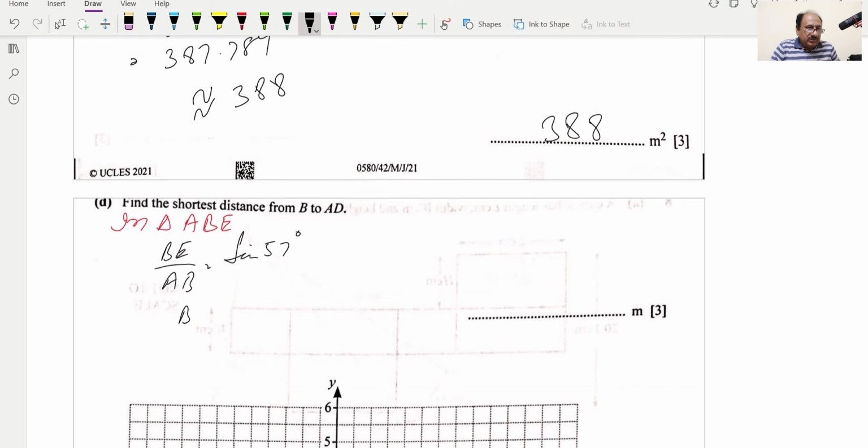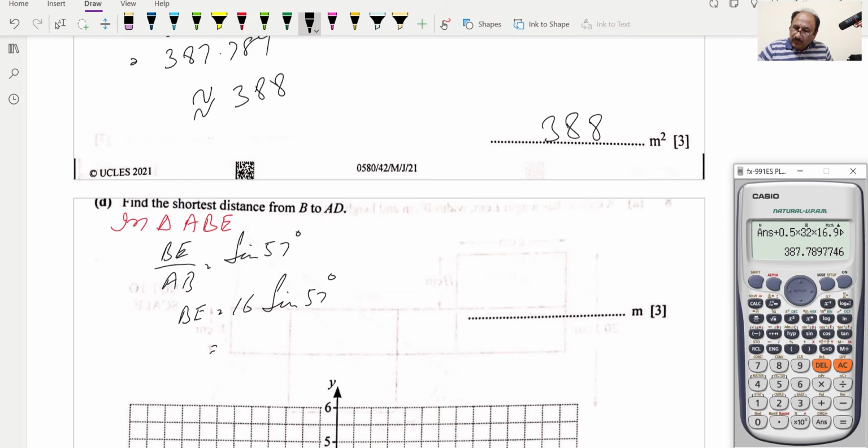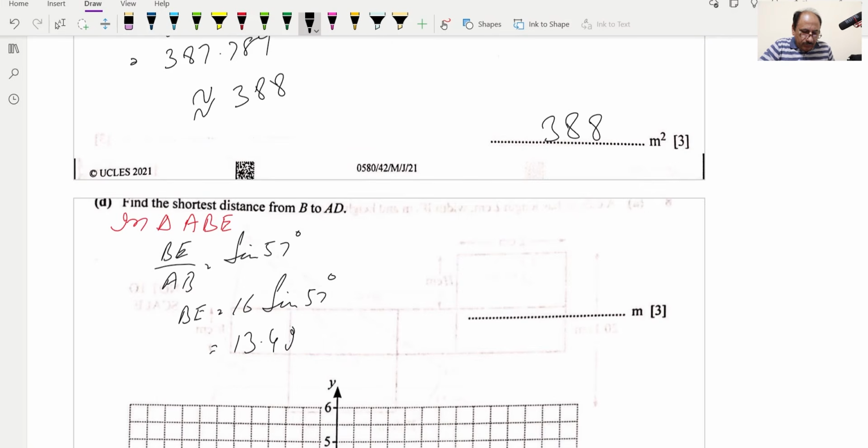BE over AB is equal to this. So BE will be equal to 16 sine of 57 degrees, and this will be equal to 13.418 or 13.42, and we can write here 13.42 meters. This is done.